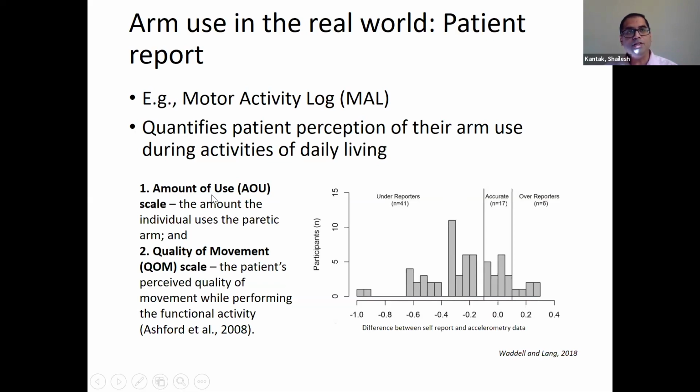These two are graded on a 6-point ordinal scale where the patient scores their amount and quality of use while performing different tasks such as opening a doorknob, brushing, putting on socks, etc.